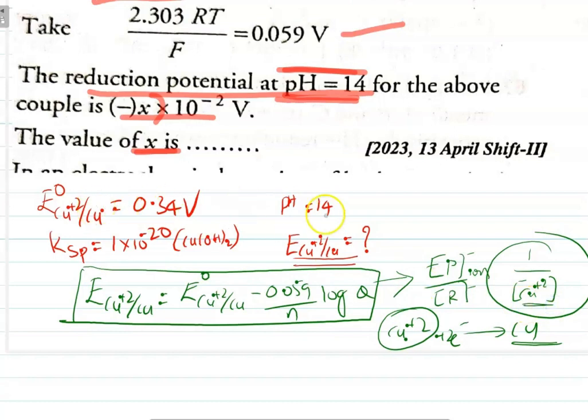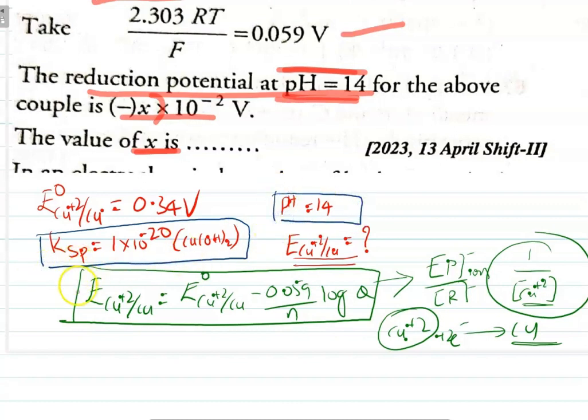It is not being given. So first we need to get the concentration of Cu2+. When it is not given, we need to get it from the terms which are being given: pH as well as solubility product. So what is solubility product?